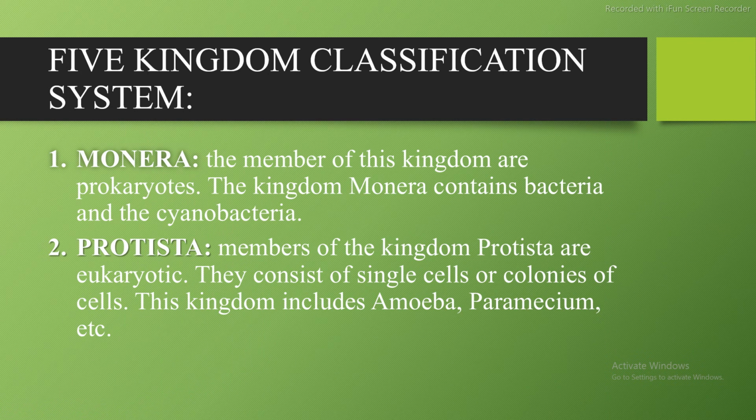First of all, I am going to describe Monera. The members of this kingdom are prokaryotes. The kingdom Monera contains bacteria and cyanobacteria. Protista. The members of the kingdom Protista are eukaryotic. They consist of single cells or colonies of cells. This kingdom includes amoeba and paramecium.